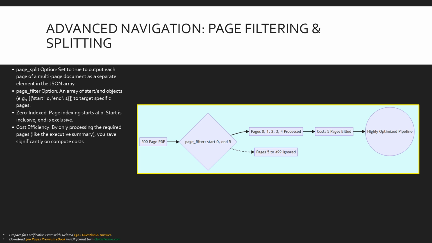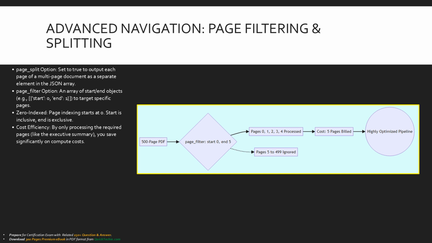You can pass the page split option set to true to force the JSON output to separate the text by page, rather than returning one gigantic string. Even better is the page filter option. Let's say you only need the executive summary on the first page. You pass an array stating start, 0, and 1. Remember, Snowflake uses zero-based, exclusive end indexing here. So 0 to 1 means just the first page.